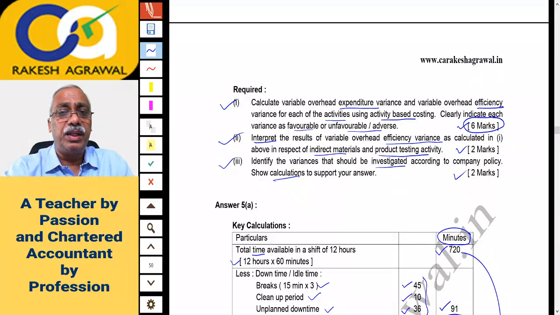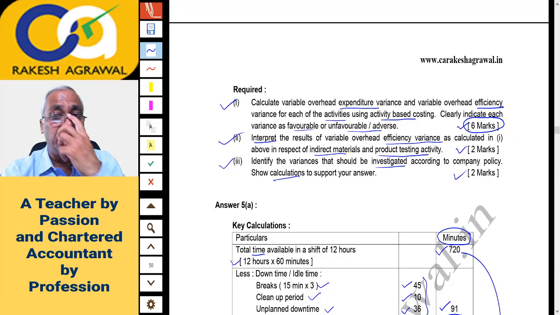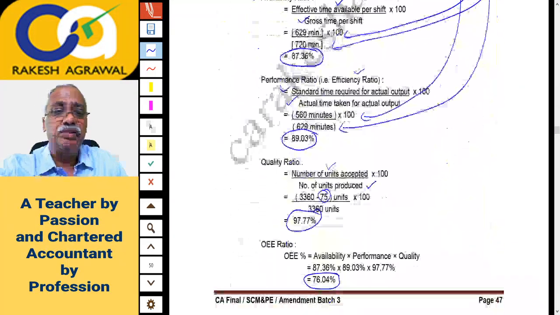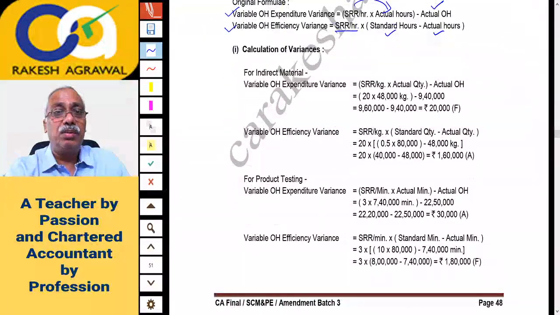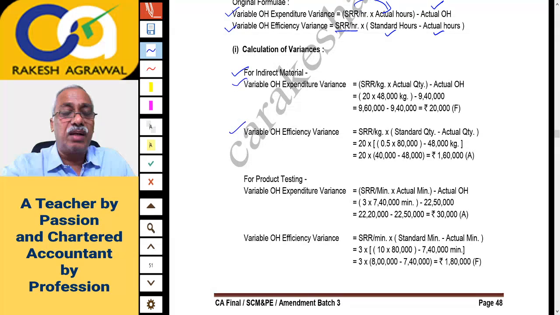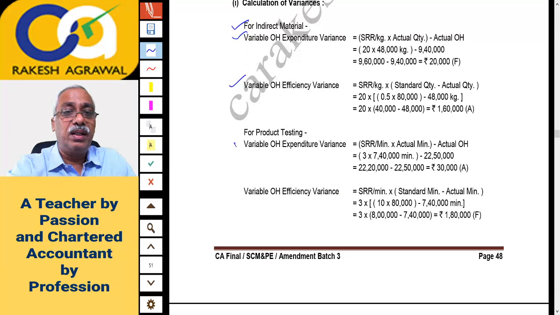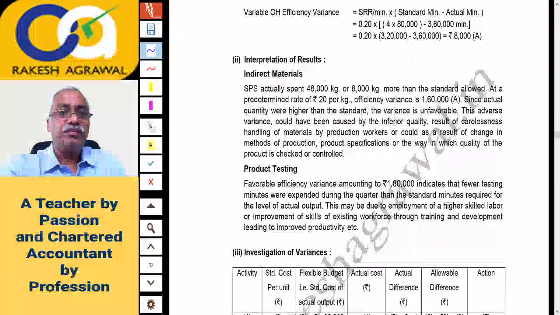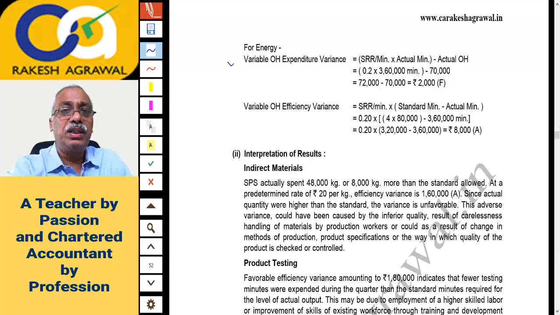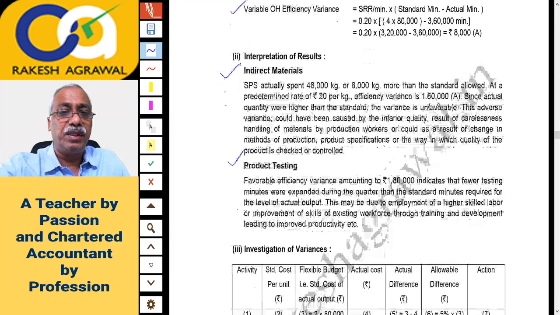Second part is interpretation theory part, and third part is whether we should investigate the variances or not, if the difference is more than 5%. So this is how I have calculated. For indirect material, you will find expenditure variance, efficiency variance is calculated. For product testing, expenditure and efficiency. Now you can try on your own and then check with the answer. I have just given you the logic. For energy, expenditure and efficiency variance. Then interpretation for two activities. Only efficiency variance has to be interpreted.